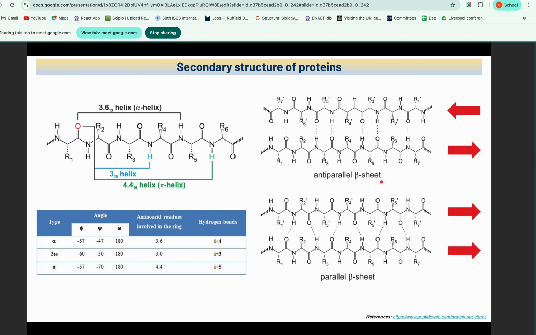And this is the representation of anti-parallel beta sheets. As you can see, in both of them the direction from where they are starting is different. One is beginning with the C terminal, which is C double bond O, and the other is beginning with the N terminal, which is NH. That's why the direction is different, due to which they are referred to as anti-parallel beta sheets, and their R groups are facing towards each other.